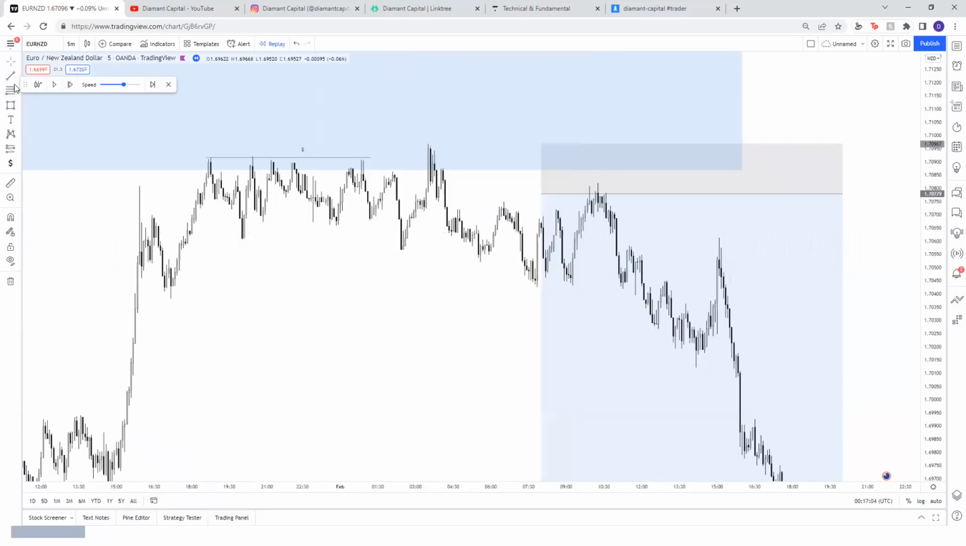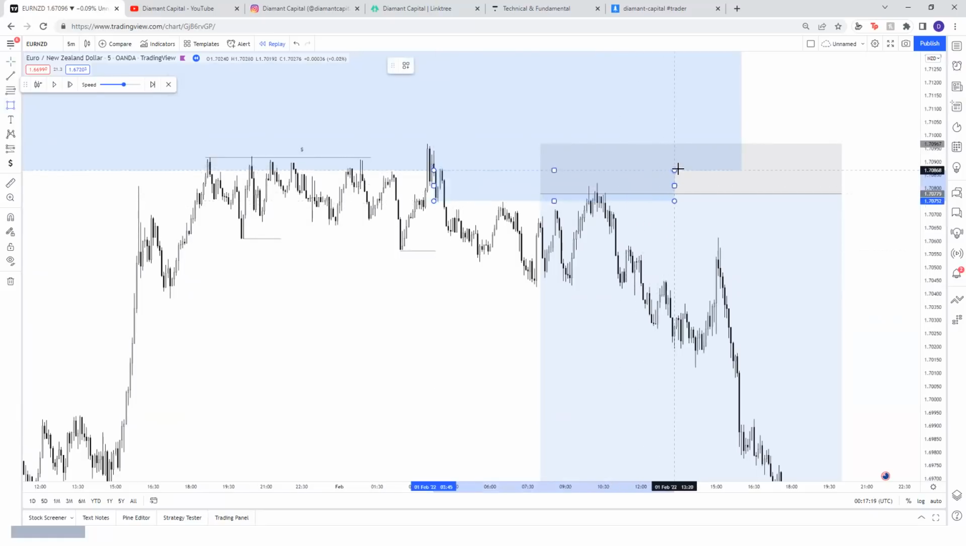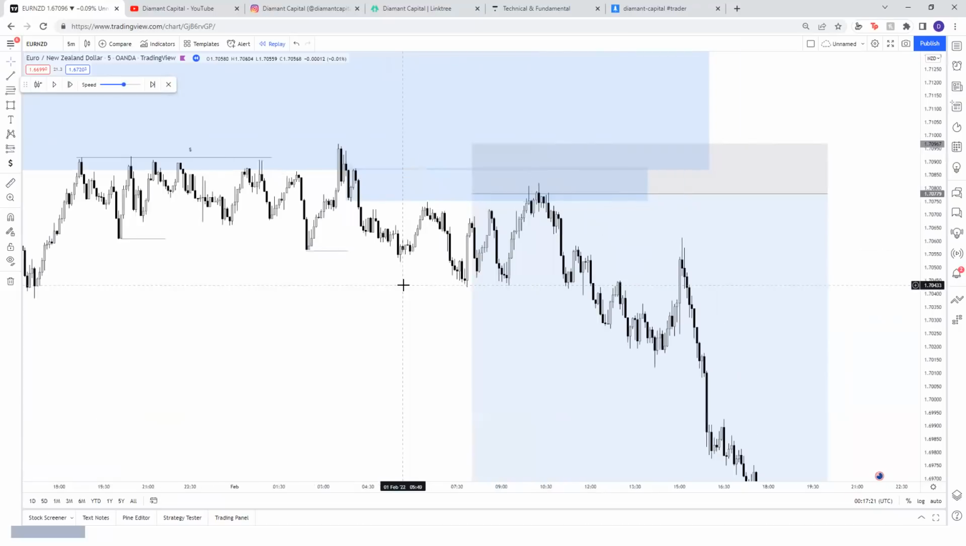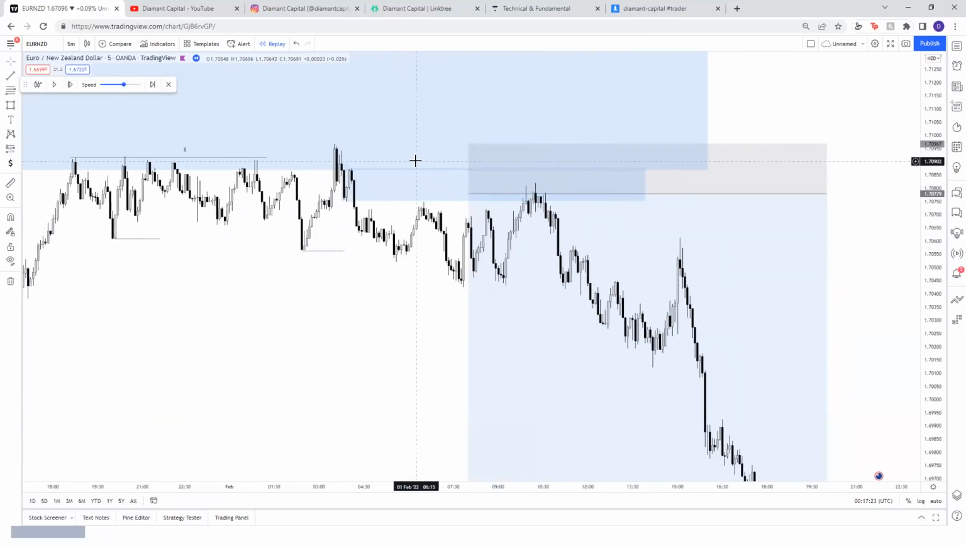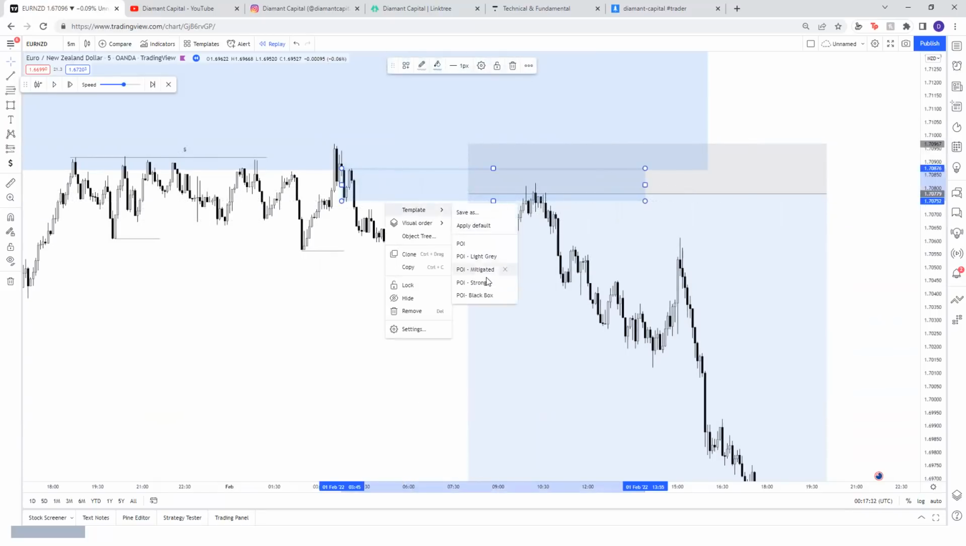We started to get these breaks of structure down. So even things like here as well, another break of structure. And then what happened? We had these unmitigated areas right here. So this is what I had marked up on the 5-minute. And then when you actually look on the 15-minute, I believe the limit sort of lines up with everything. That's why I kept it a bit more conservative.